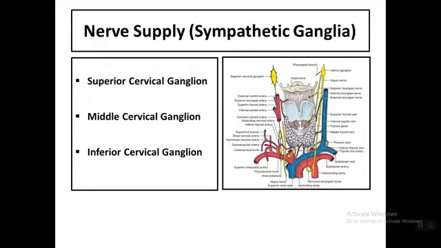It is the sympathetic nerve supply. It has a sympathetic nerve that comes from the superior cervical, middle cervical, and inferior cervical ganglia. From these ganglia, it will give sympathetic nerves that supply the thyroid gland.